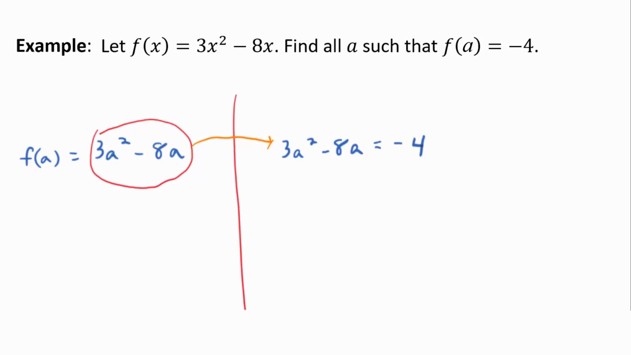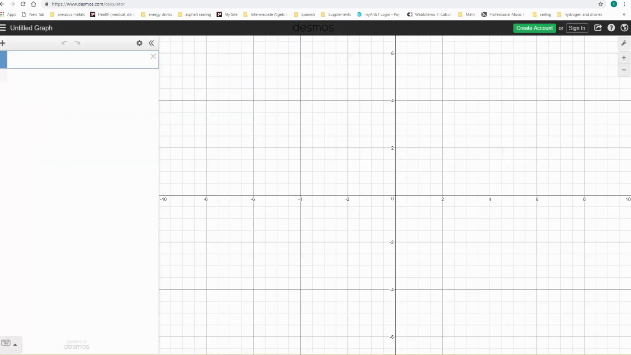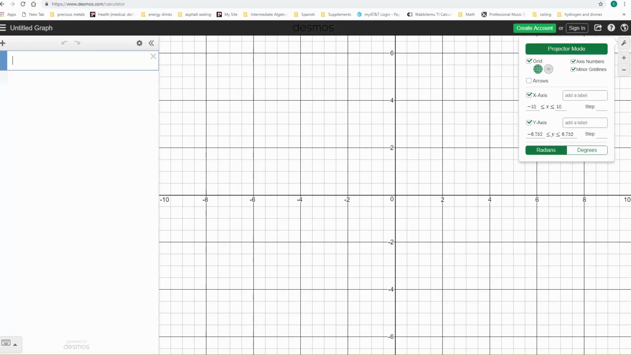Now you saw the comment that a equals 2/3 and a equals 2 are the two input values that produce an output of negative 4. And I'm going to let you verify that on your own by solving this equation. But I want to quickly show you how to use technology to verify those answers once you get them in hand. So go to Desmos. This is desmos.com. Start graphing. It's just a handy online grapher. I'm going to put it in projector mode so you can see things a little better.